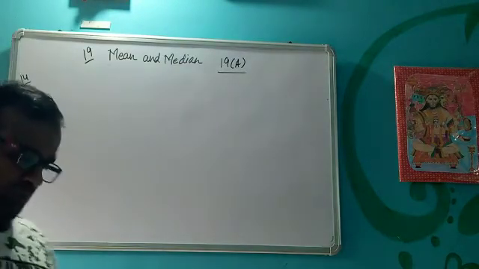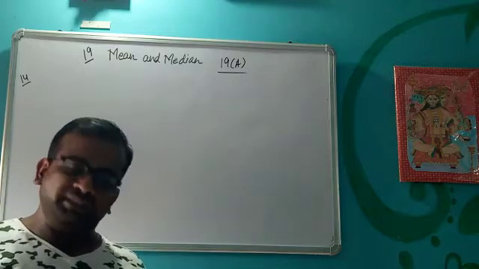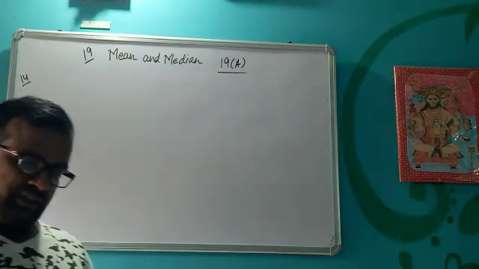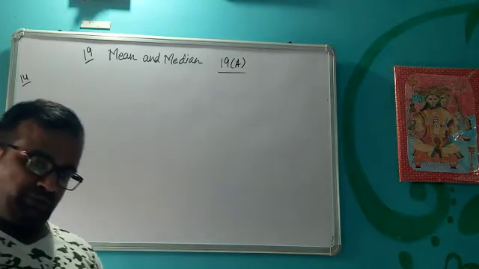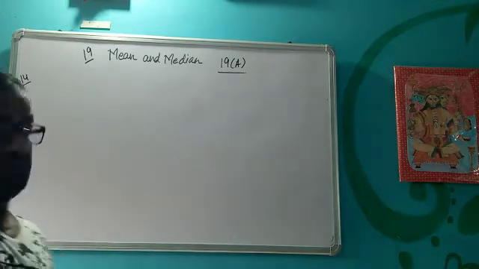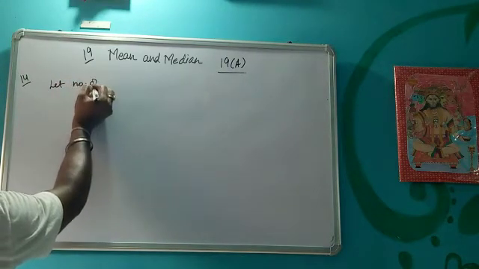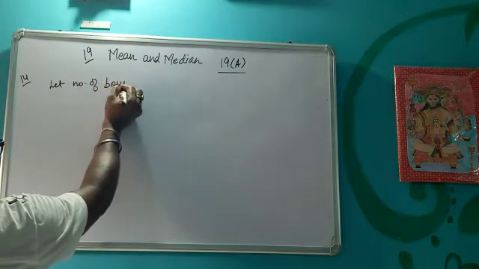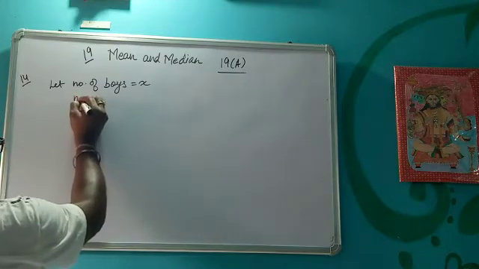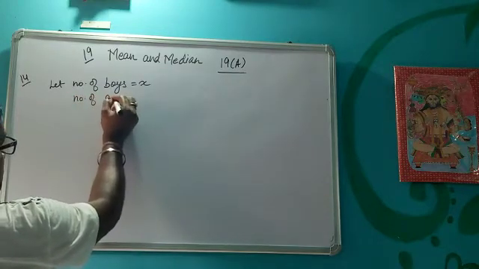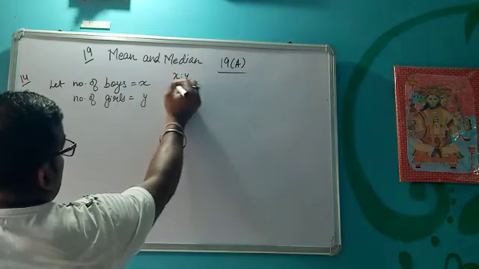Okay, so in question number 14, it is given that the mean marks of boys and girls in an exam are 70 and 73 respectively. If the mean marks of all the students in the exam is 71, find the ratio of the number of boys to the number of girls. So let the number of boys equal x and let the number of girls equal y. So what we have to find? x is to y.